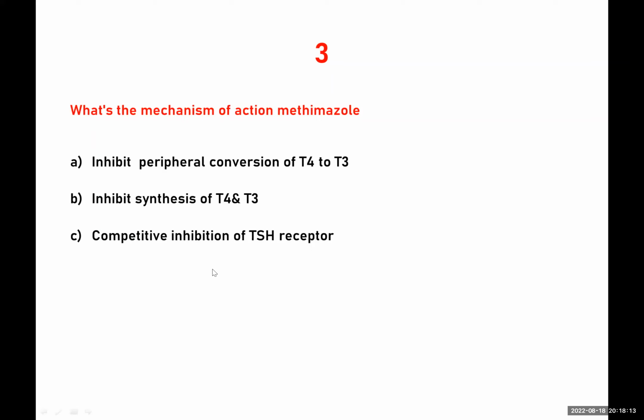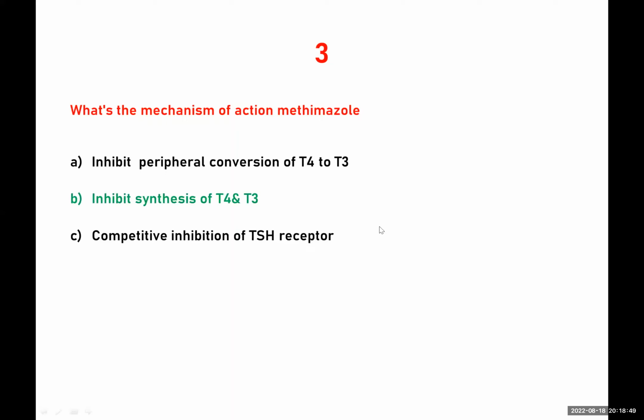Most people answered A, which is inhibit peripheral conversion of T4 to T3. The peripheral conversion is not the action of methimazole or neomercazole. This is the action of propranolol. So neomercazole or its byproduct methimazole works by inhibiting the synthesis of T4 and T3, because it inhibits the enzyme thyroid peroxidase. By doing so, it inhibits the organification and coupling of iodine to tyrosine residues. So the answer is B.